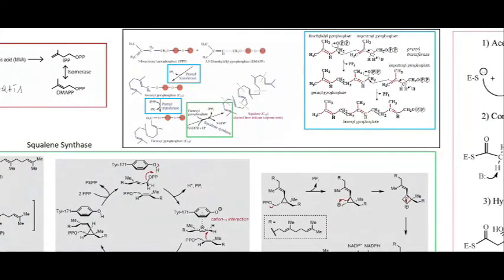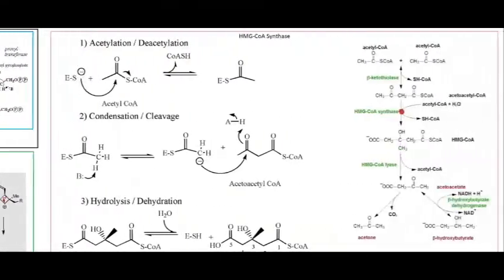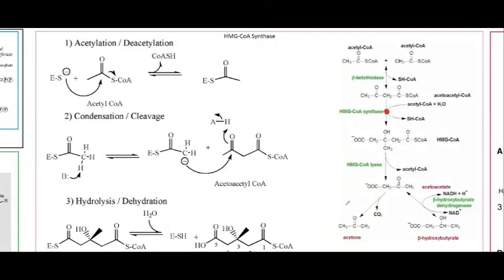So to get more into these mechanisms, this is the mechanism for Hmg-CoA synthase. This is the synthase. This is using the 3 acetyl-CoAs to generate the Hmg-CoA molecule. All right, so we see first that we form this covalent intermediate here with the enzyme.